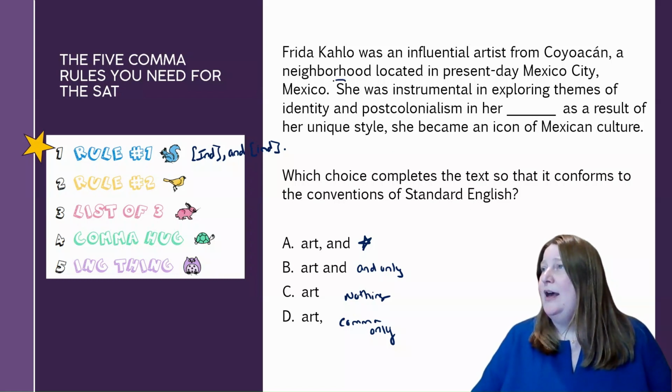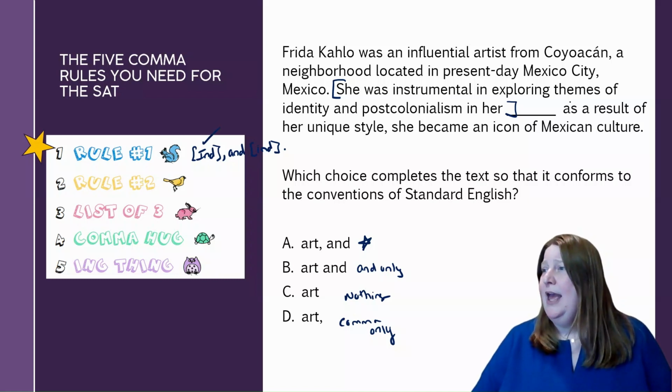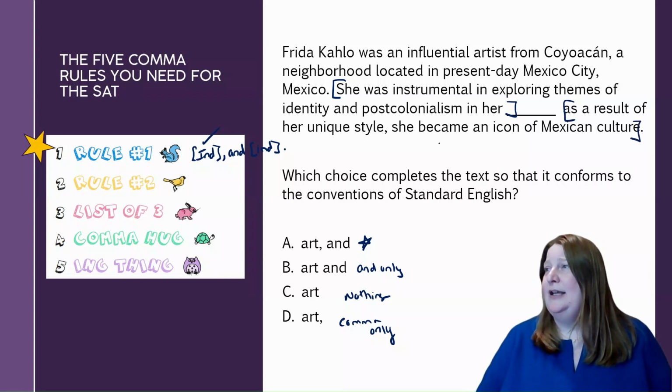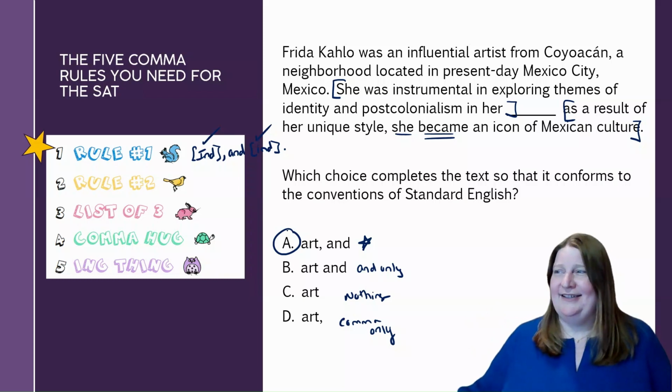Let's see, "She was instrumental in exploring the themes of identity and post-colonialism in her art." Yeah, that's an independent clause. "As a result of her unique style, she became an icon of Mexican culture." Yeah, that has an intro, but "she became" is a subject and verb. We've got a main part of the sentence there. Yeah, we have our second independent clause. A is the correct answer here.